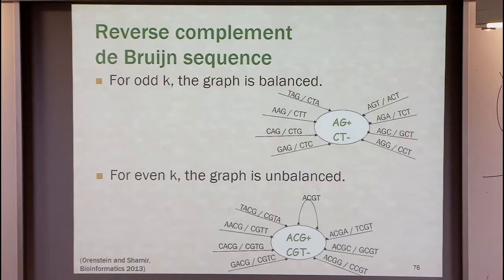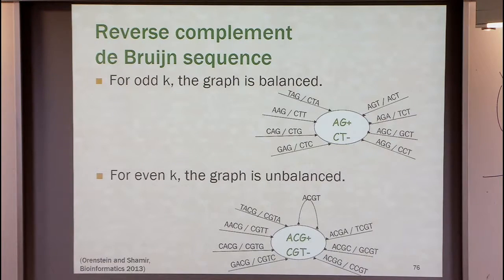But for even k, there are a few nodes that are unbalanced. The problem comes from palindromes. This is something that Lior asked about yesterday. What is the problem with even k? Why don't we use that? We have the palindromes, the reverse complement palindromes. So here, ACGT is the reverse complement of itself. And for that reason, if you build a graph, it will have a positive orientation at both of its endpoints, and now this node is no longer balanced.